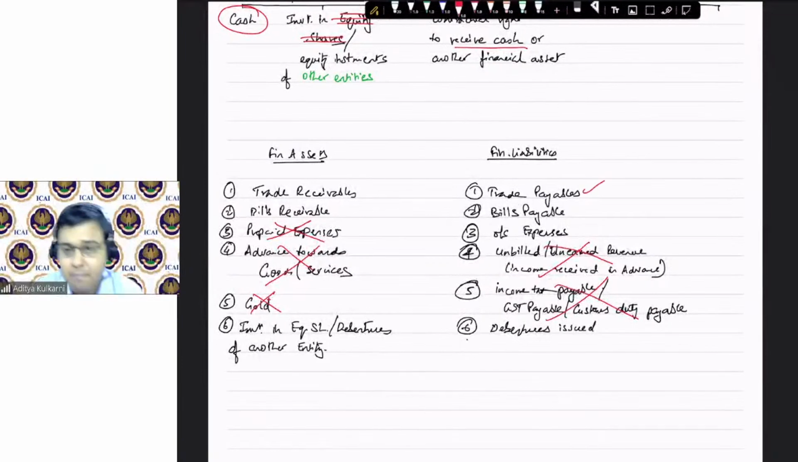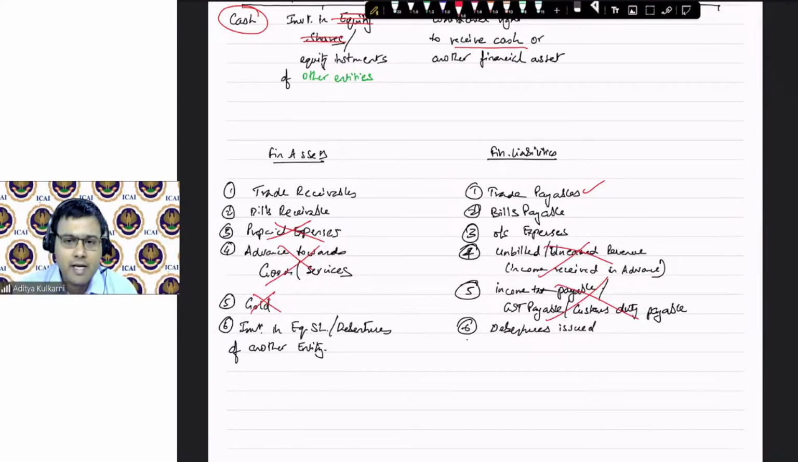Do we include trade payables? Obviously yes. Trade payables means what? Purchase of raw materials, purchase of goods, purchase of services. All these come under trade payables. What I'm getting is a non-financial asset. Goods are not financial assets, but I have an obligation to deliver cash by virtue of that.